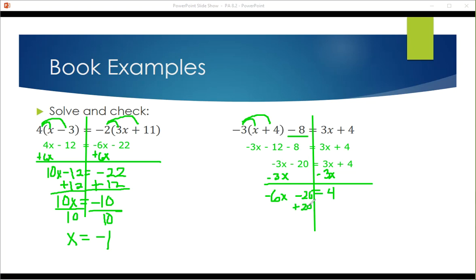Add 20 to both sides. So I end up with negative 6x is equal to 24. And to solve it, I'm going to divide both sides by negative 6, which gives me x is equal to negative 4. Remember that when you're working these, you first want to make sure that everything is simplified on each side of the equation. Then you can start moving things back and forth across the equal sign.